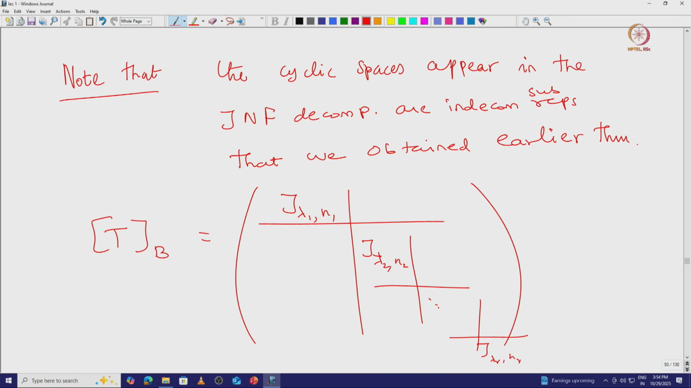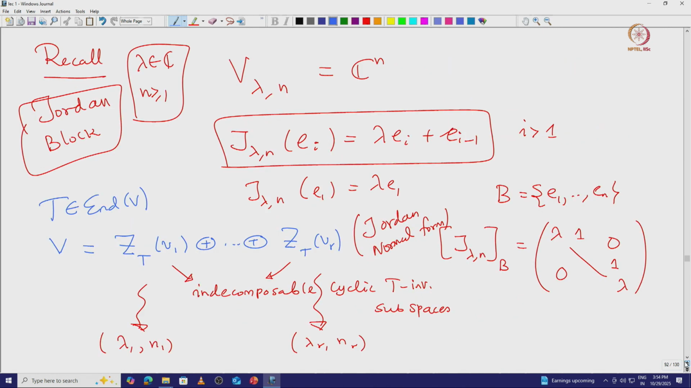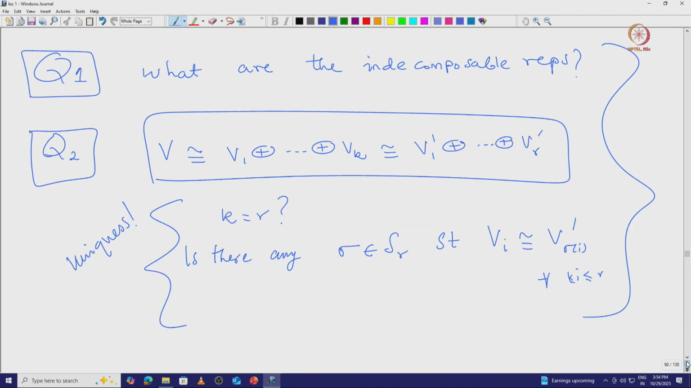Now, there is this uniqueness involved in the Jordan normal form. Up to permutation, these Jordan blocks are unique. Okay. First of all, their sizes are unique, and not only that, up to permutation these Jordan blocks are unique. So, that is exactly the answer to the question whether this indecomposable decomposition is unique or not. Okay. So, this uniqueness question is answered.